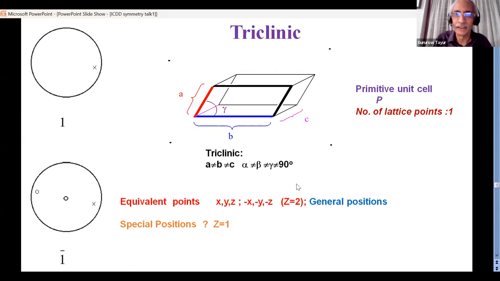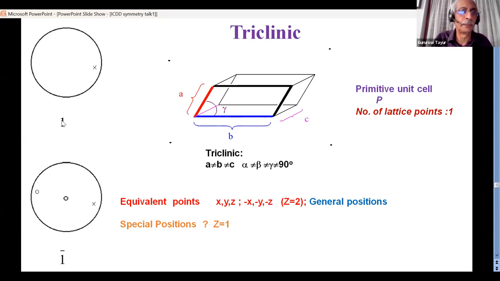In the case of a triclinic system, where A is not equal to B is not equal to C, alpha is not equal to beta is not equal to gamma, I will forget the 90 degrees. It is a primitive unit cell because we have 1/8 at each of the edges and nothing else in between. The number of lattice points is one. The symmetry can be either 1 or 1 bar, that is the point group symmetry.